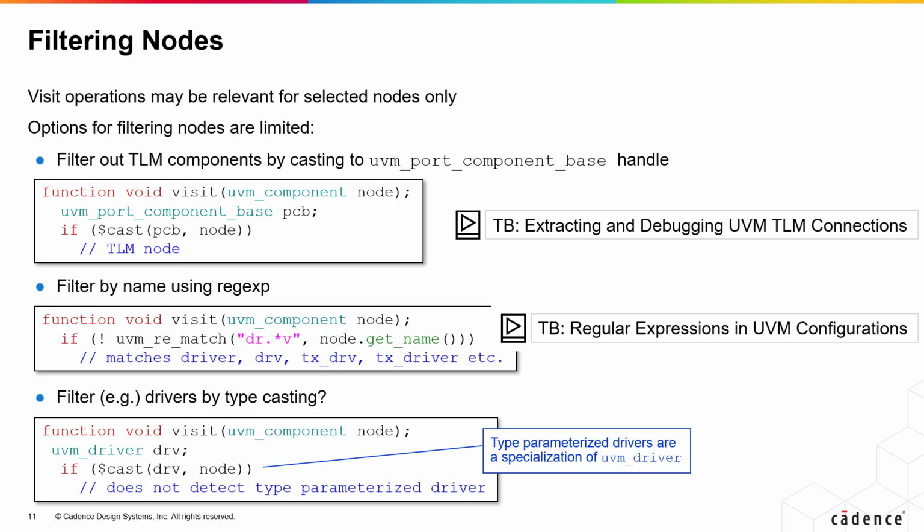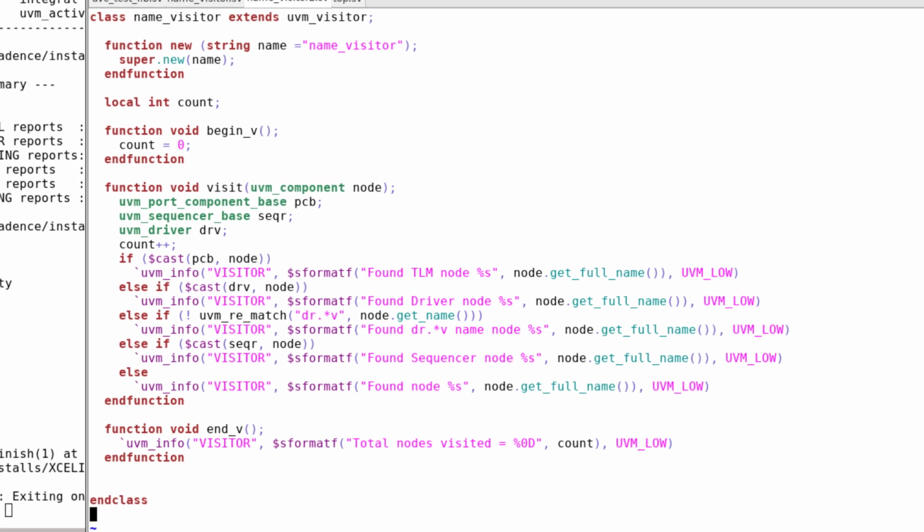Let's see some filtering in simulation. So we detect TLM nodes with a cast to a UVM port component base handle. We try detecting driver nodes with a cast to a UVM driver handle. We have a regular expression to detect an instance name containing characters D, R, any number of characters, then V. Remember, UVM rematch returns 0 if a match is found. Sequencer nodes can be detected with casting, as there is a UVM sequencer base type. Finally, all other nodes are simply printed. Run this in simulation.